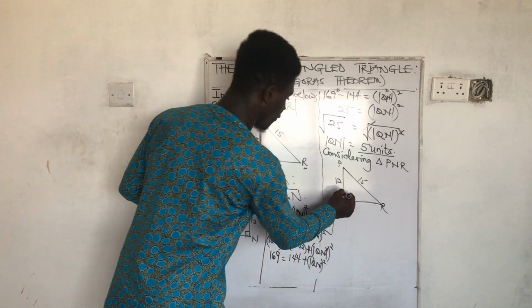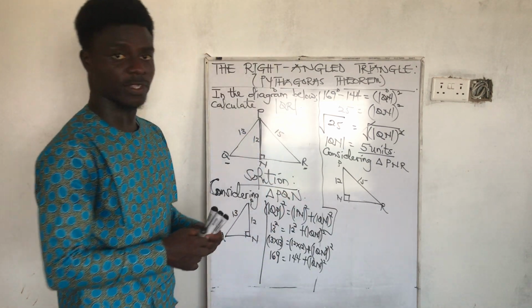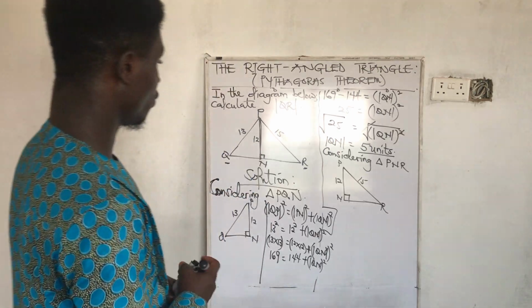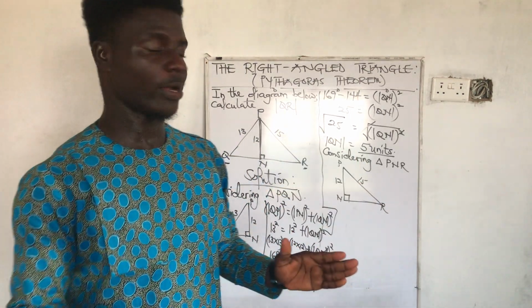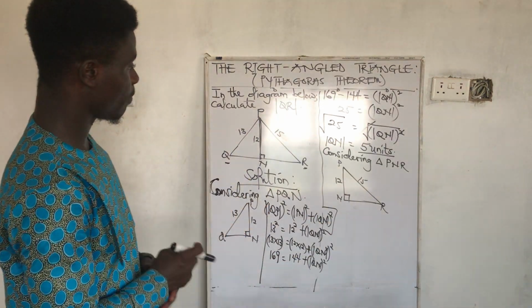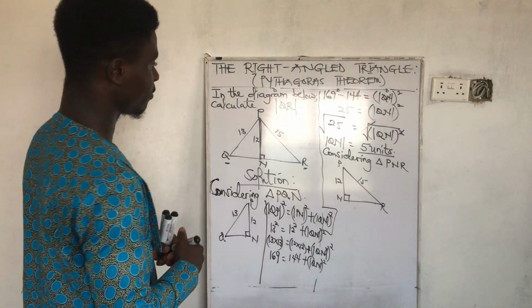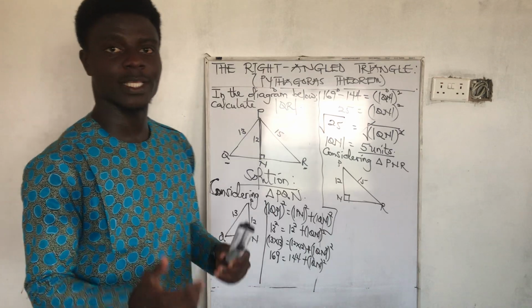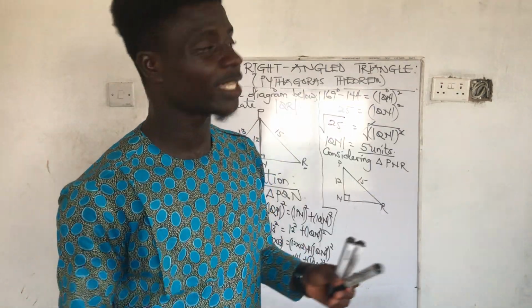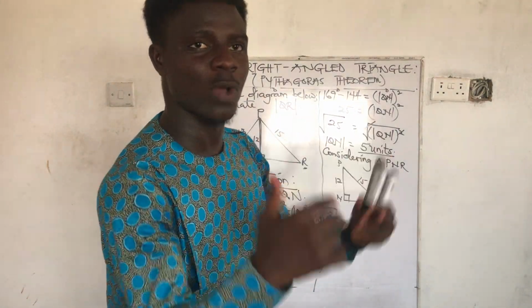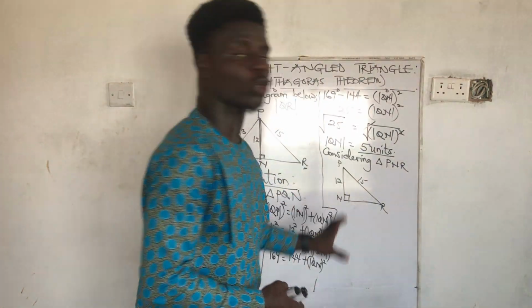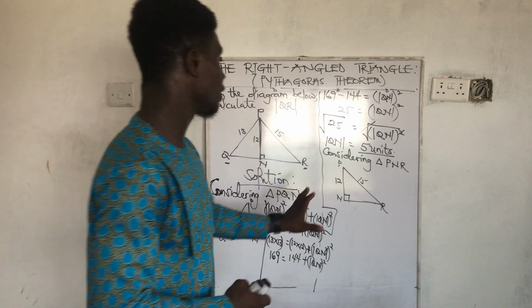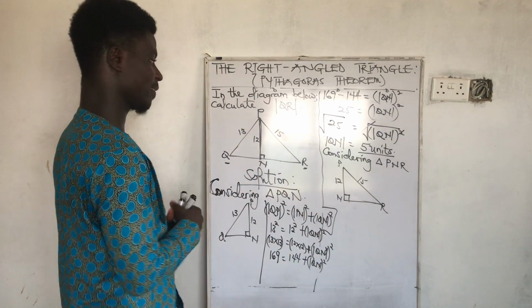So still we have our right angle here, which is the 90 degrees. So we are still using what? Pythagoras theorem. Pythagoras theorem for this question. So Pythagoras theorem states that what? The square on the hypotenuse is equal to the sum of the squares on the two shorter what? Sides, or on the two what? Sides is the same thing.